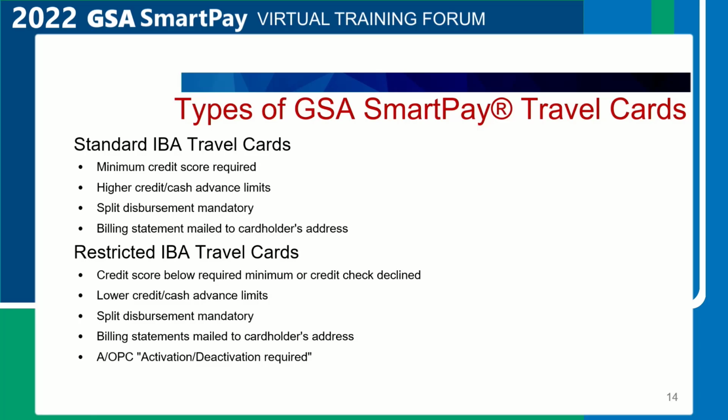If your agency has not implemented split disbursement, it does require coordination with the bank so the proper payments are made by the government and properly posted to the cardholder's account. But you can work with your servicing bank on requirements and for more information.